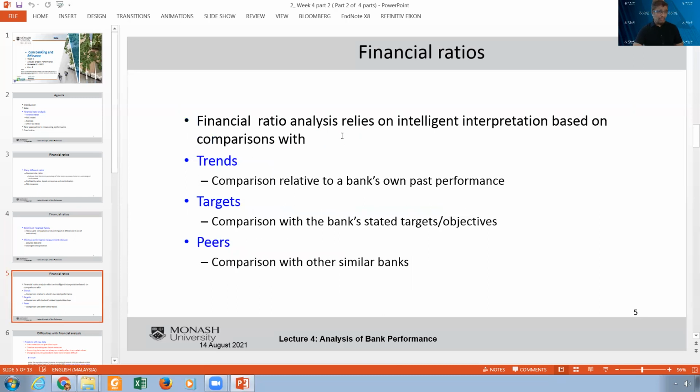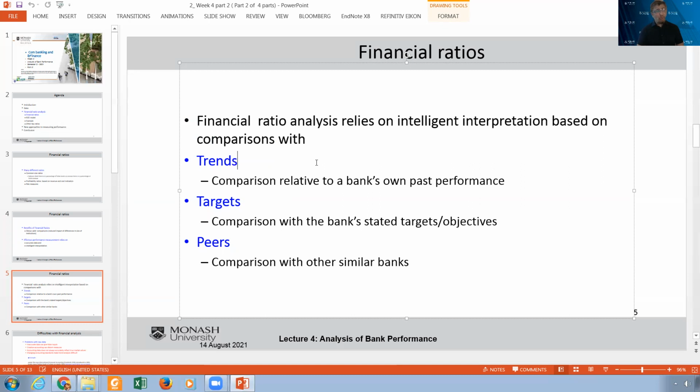Now, financial ratio analysis relies on intelligent interpretation based on comparison with trends, targets, and peers. Which means when I find the ratio, if I'm calculating the return on equity for Public Bank, I need to see what the return on equity was during the last 5 years, and whether maybe I am better than the rest of the banks in Malaysia, but that's not enough. I want to see how I was doing during the last 5 years. Am I going up or going down, specifically comparing to the last year?